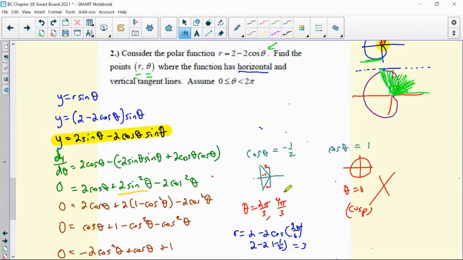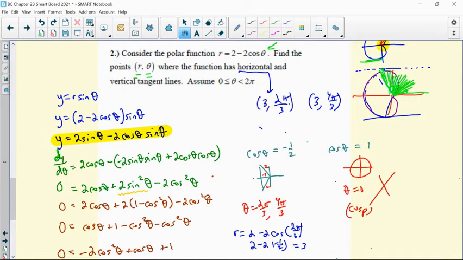And if I put in 4 pi over 3 to get the second one down here, if it kept going until we get to your 240 degrees, there again is my horizontal tangent. I get the same radius, 3 out. So for the horizontal tangent lines, r comma theta would be 3 comma 2 pi over 3, and then 3 comma 4 pi over 3. And we said 0 was an extraneous solution because there's a cusp. Okay, so that's horizontal tangent lines.